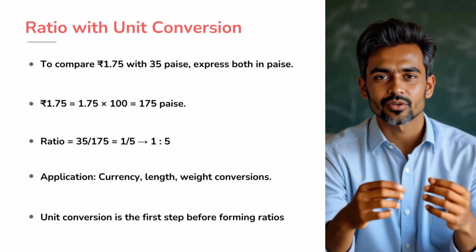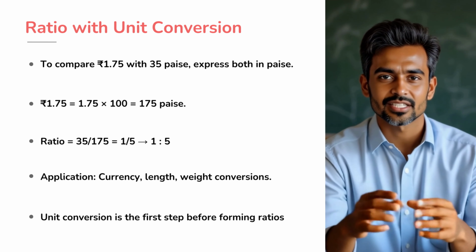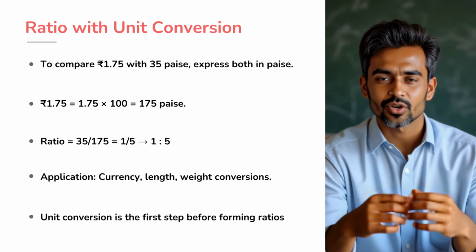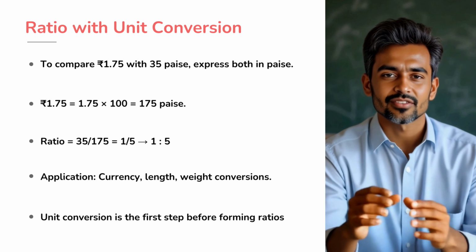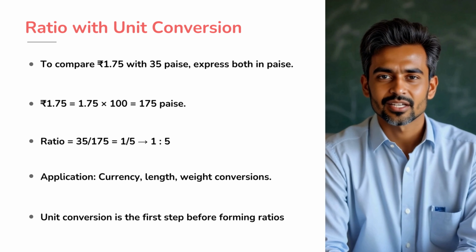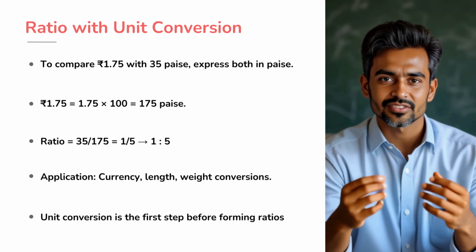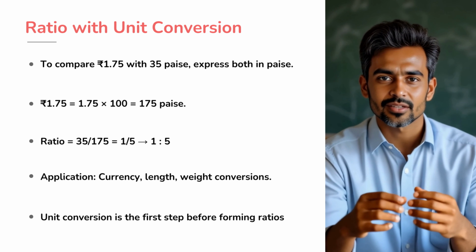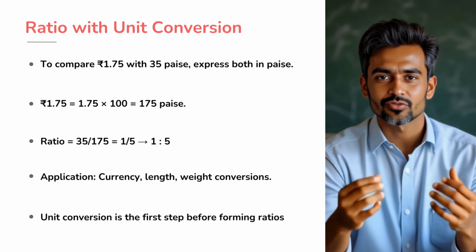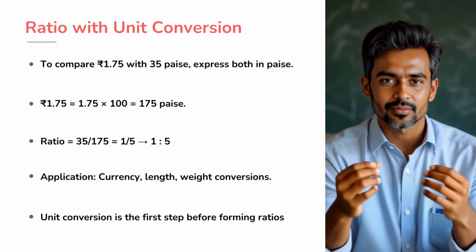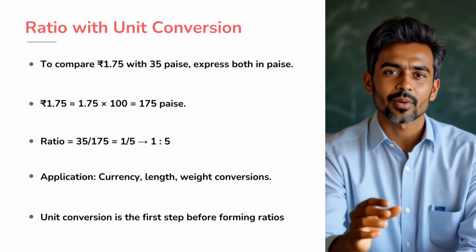Let's do a real example. Suppose we want the ratio of 35 paise to rupees 1.75. First, we must convert both into the same unit. Rupees 1.75 equals 1.75 times 100, which is 175 paise. Now the ratio is 35 divided by 175. Simplify that fraction and you get 1/5. That means the ratio is 1 colon 5. So 35 paise is 1/5 of rupees 1.75. Real life ratios like this pop up every time we handle money, weights, or measurements.